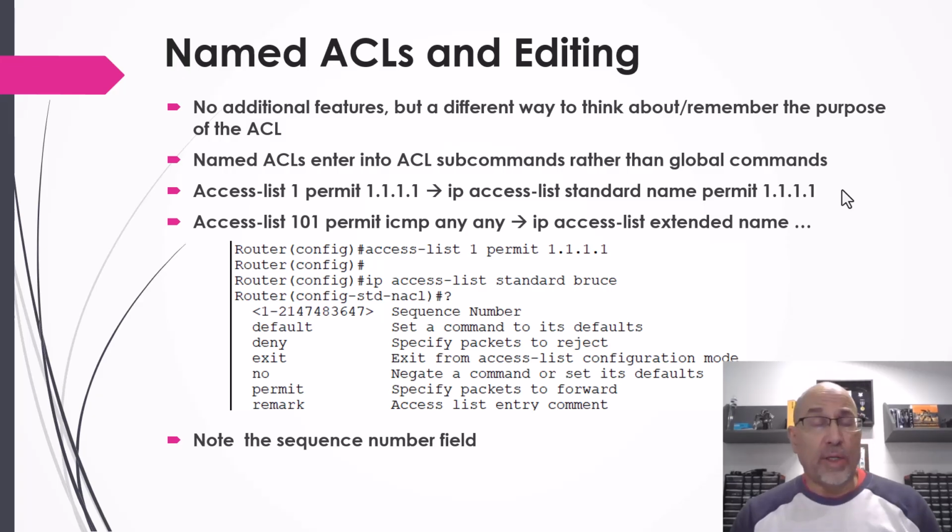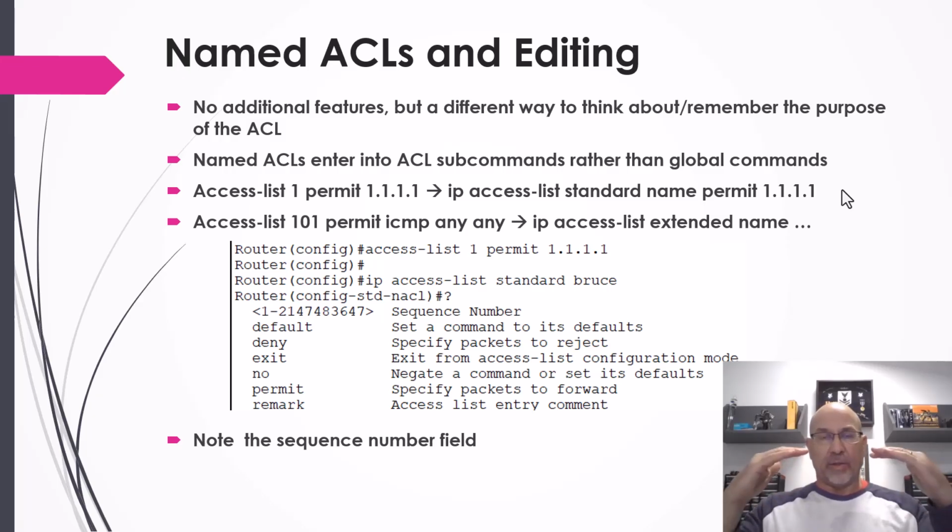Okay, so that was extended access lists, but they were numbered. Now let's talk about named ACLs and a little bit of editing. Now, the minute we use named ACLs, the interface changes a little bit, but we haven't gotten any new additional features. But it's a different way to think about your rules and a different way to view your rules and maybe do some editing. So the named ACLs enter right into ACL subcommands rather than editing all at the global level.